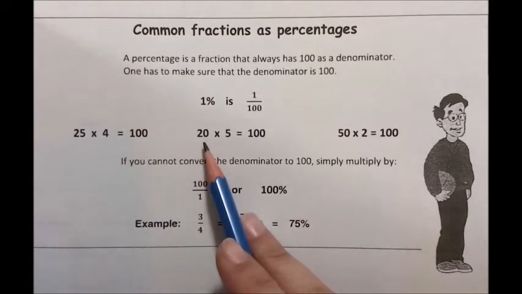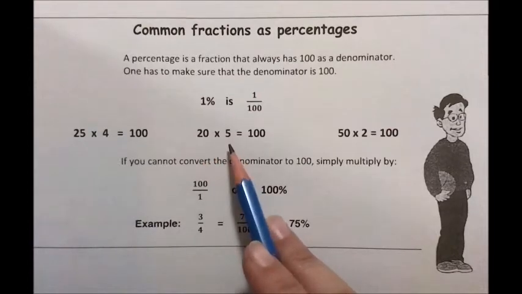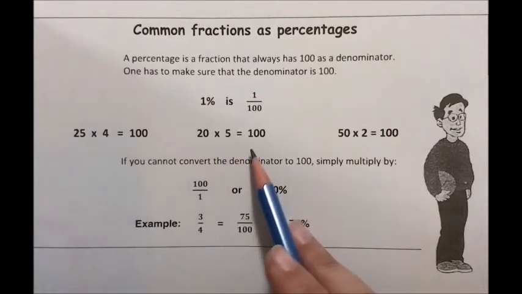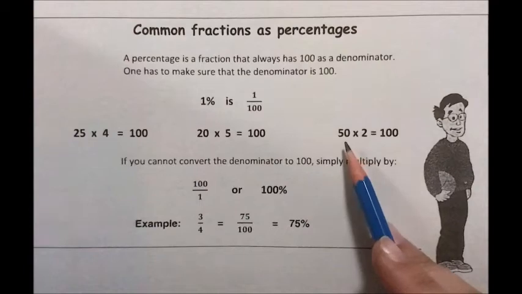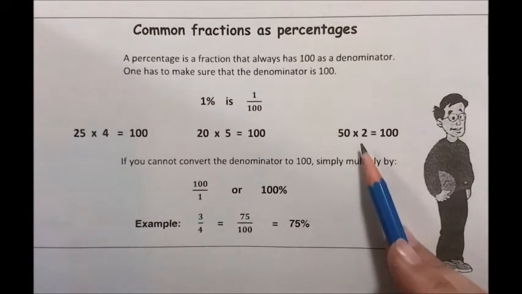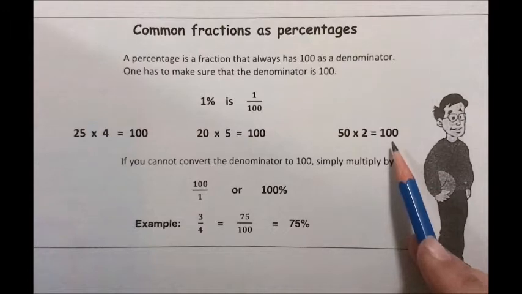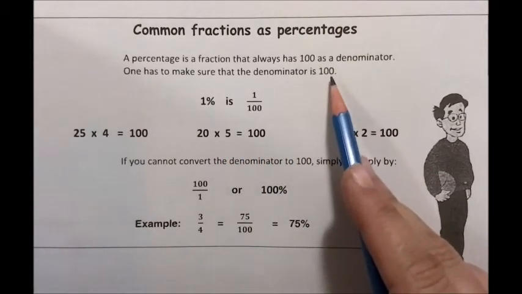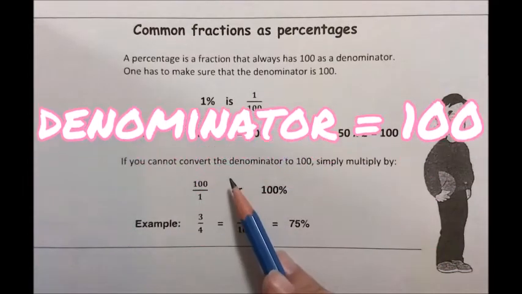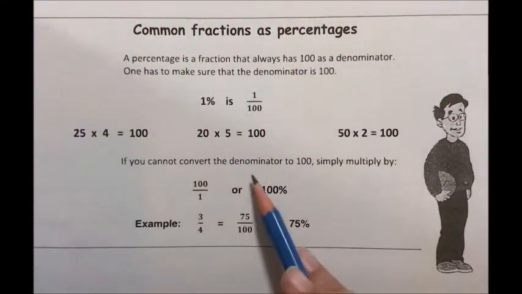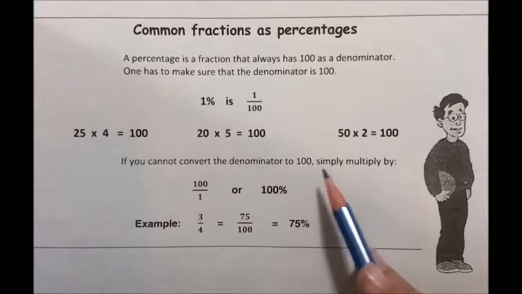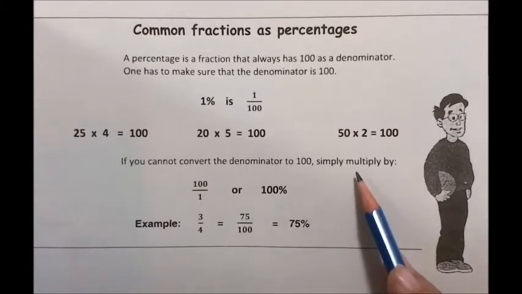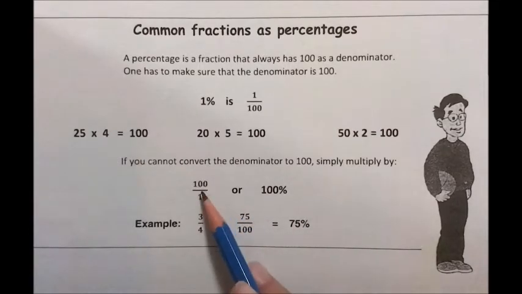If we have a denominator of 25, we need to multiply it with 4 to get to 100. If we have a denominator of 20, we need to multiply it with 5 to get to 100. And if we have a denominator of 50, we need to multiply it with 2 to get to 100. So whatever our denominator is, we need to get it to 100 to make a percentage. If you cannot convert the denominator to 100, you can simply multiply by 100 times 1. So you can also do that.